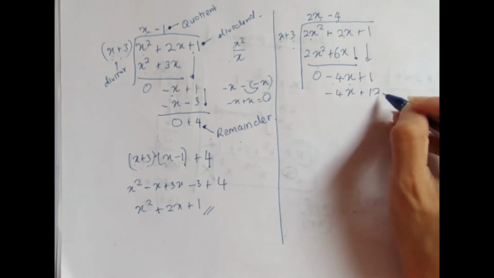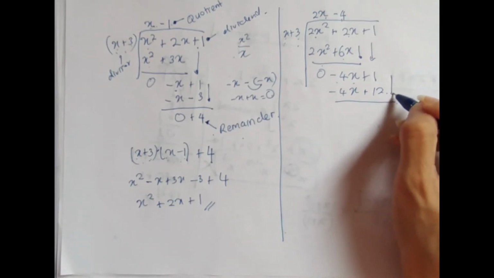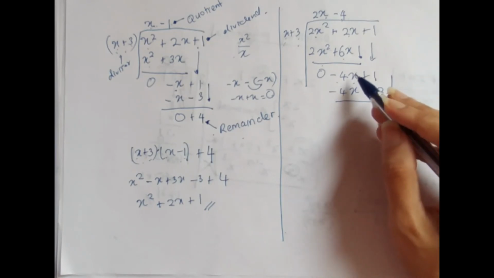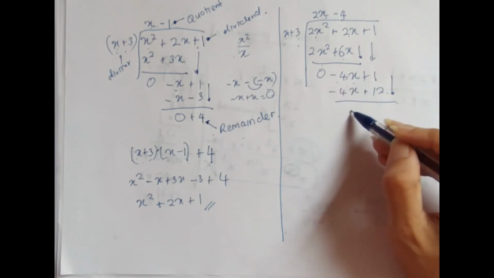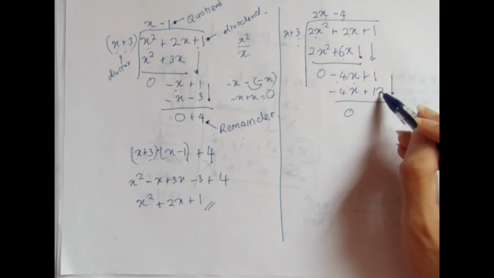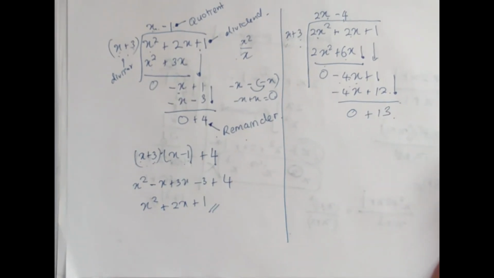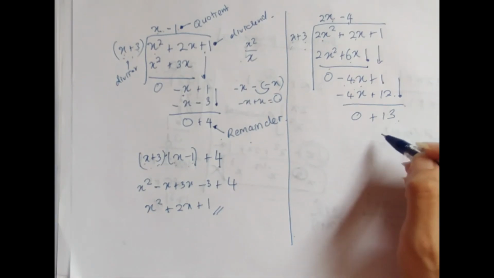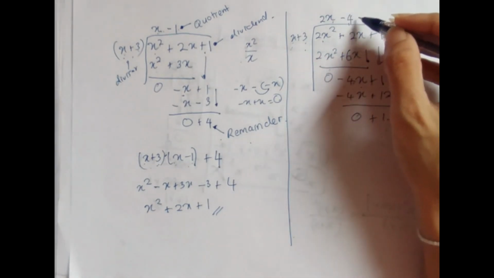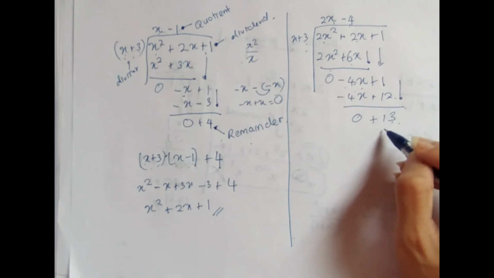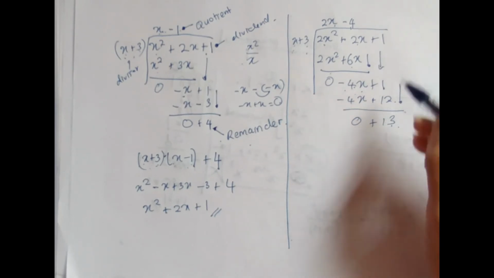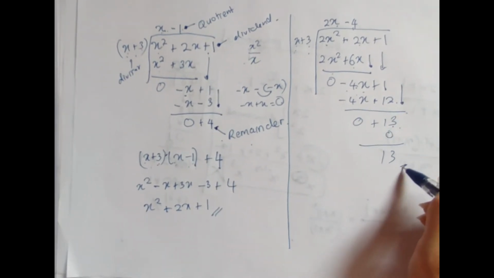Minus 4 into 3 will be minus 12. Now I'll subtract this. Minus 4x minus minus 4x is 0. 1 minus minus 12 gives you plus 13. For 13 there is no x, so the remainder will be 13.